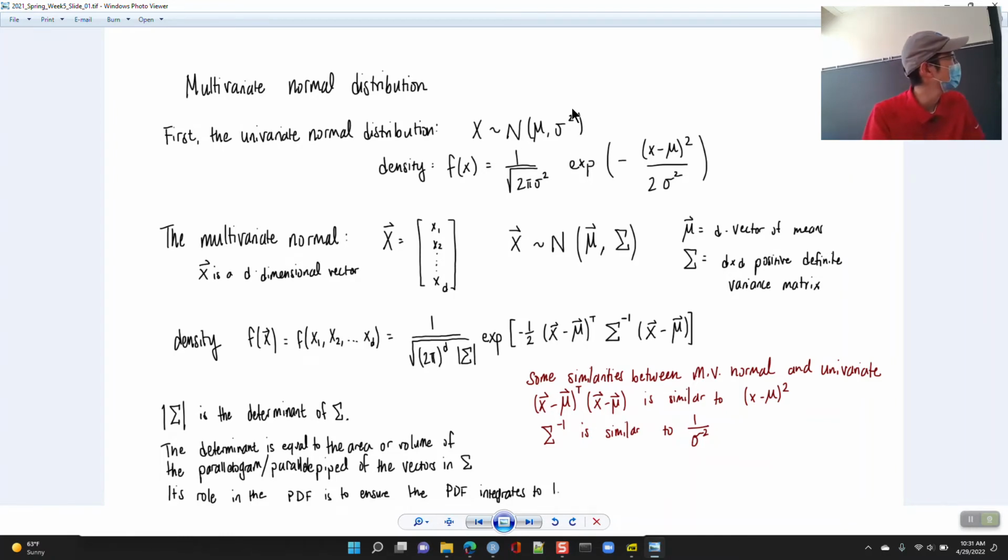Okay, so this is our normal distribution. This is our density.